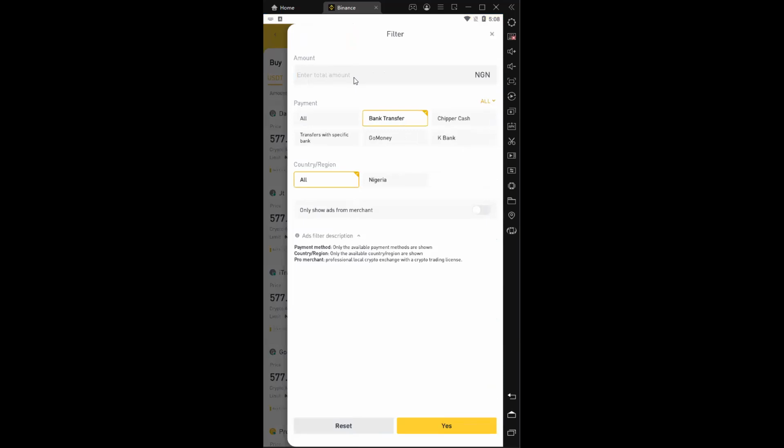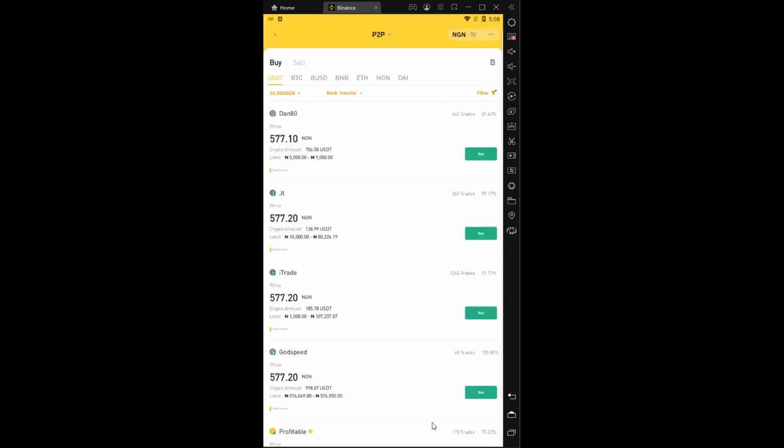So I want to buy, let's say, 50,000 now. Then you press yes. With this, it will filter out those that have crypto within that range that are ready to sell to you. The next thing you need to do is look out for people that have as many trades as possible. People with less than, let's say, 1,000 trades, make sure you are not selecting those kinds of people, regardless of how cheap their rate is when you want to buy.